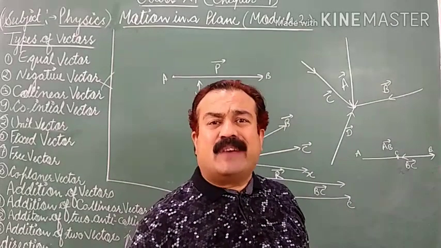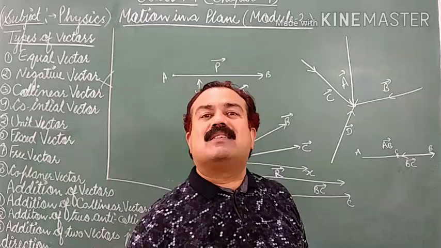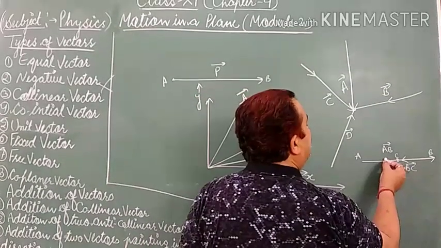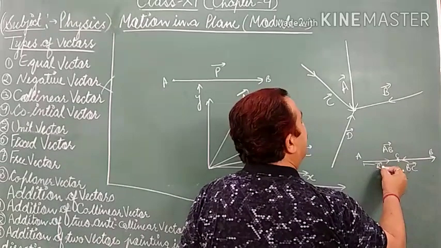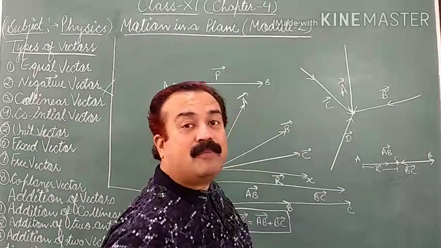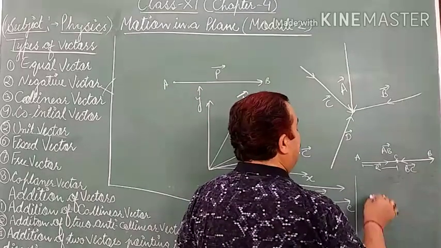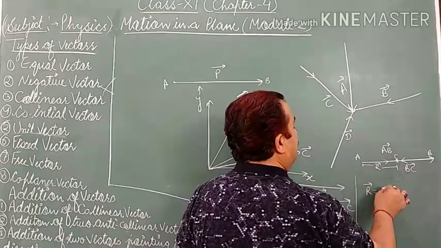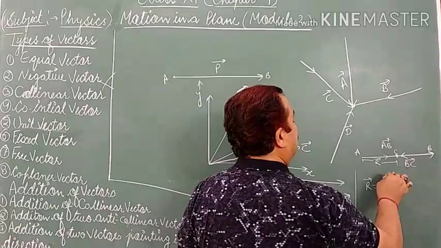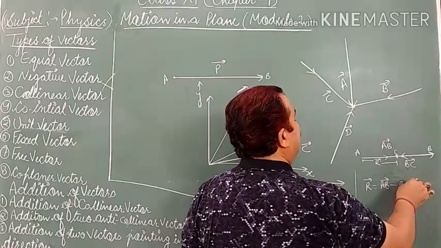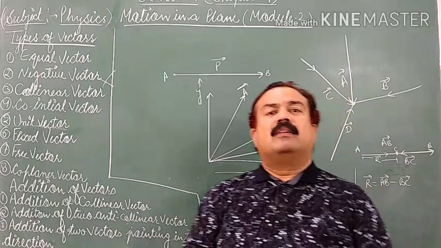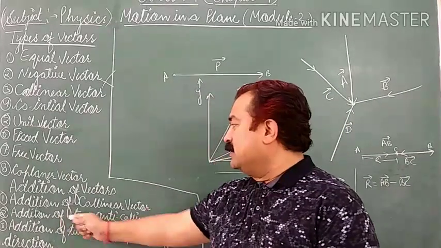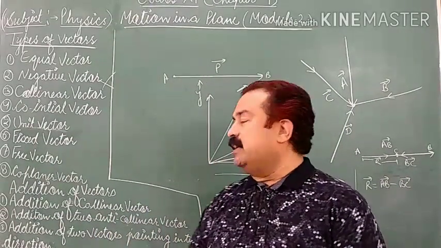How can we find the value of AC vector, or you can say resultant vector? So here we can say that this is our resultant vector R, and the resultant vector R can be found with the help of this procedure, and the R vector can be written as AB vector minus BC vector. With this you can find the addition of two anti-collinear vectors.